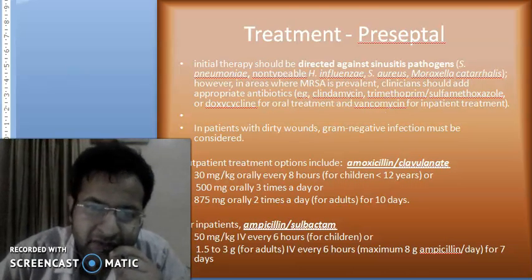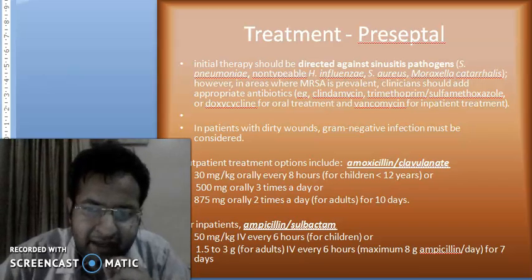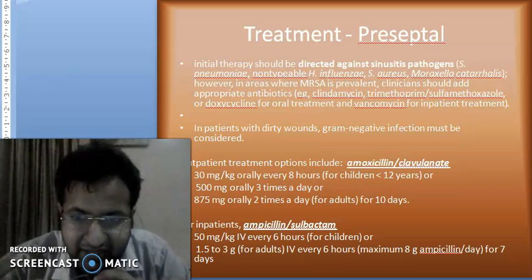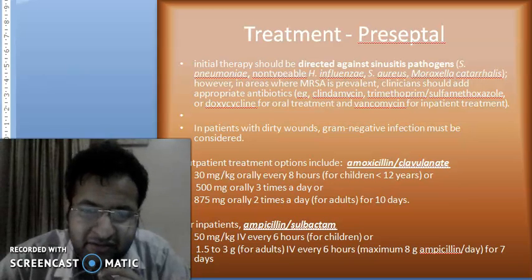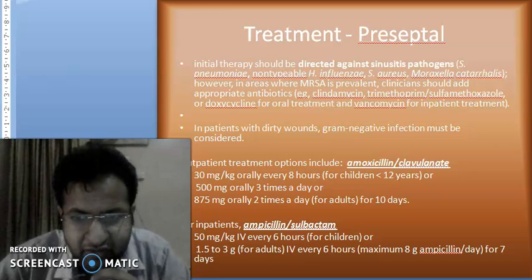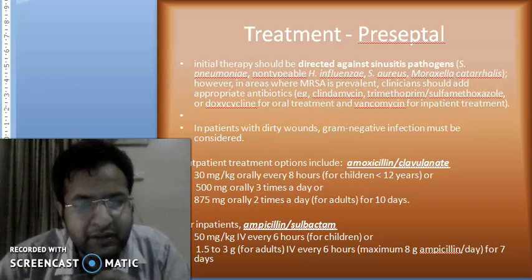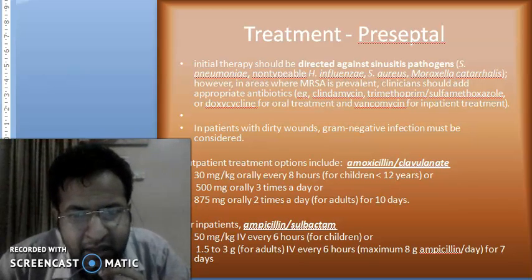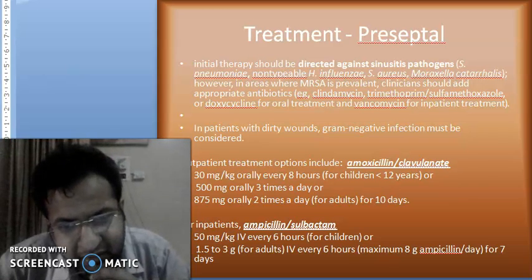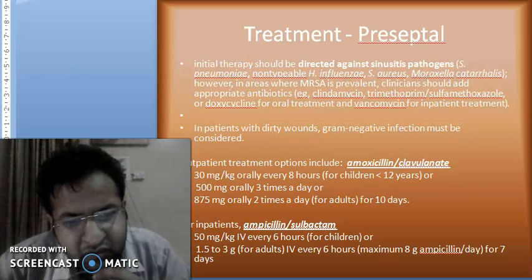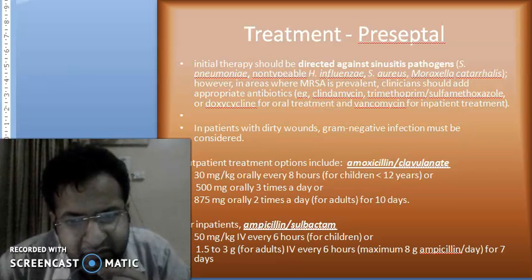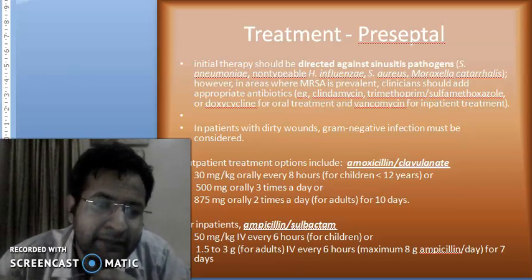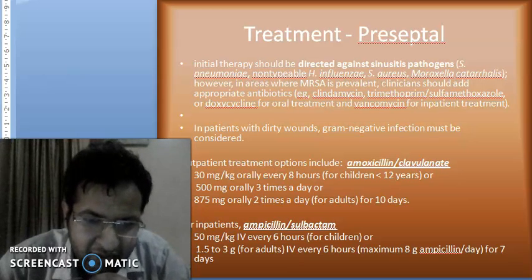What is the treatment of preseptal cellulitis? The initial therapy should be directed against the sinusitis pathogens, that is the paranasal sinus infections: Streptococcus pneumoniae, non-typeable Haemophilus influenzae, Staph aureus, Moraxella catarrhalis. However, in areas where MRSA infection is prevalent, clinicians should add appropriate antibiotics, for example clindamycin, trimethoprim-sulfamethoxazole, or doxycycline for oral treatment, and vancomycin in inpatients. Okay, vancomycin is always given as an injection in the inpatient wards.